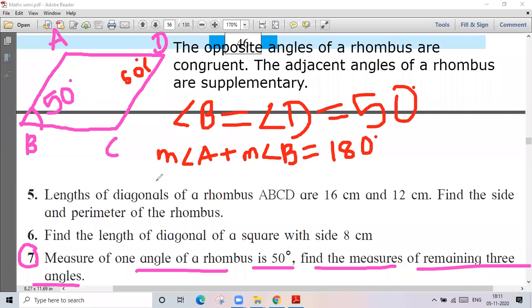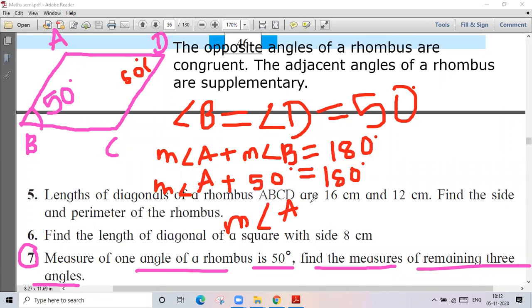A is what? We need to find out A. So keep A as it is, plus B. B we have is 50. Right? That means measure angle A is equal to 180 minus 50. 180 minus 50 is 130. So A is 130.